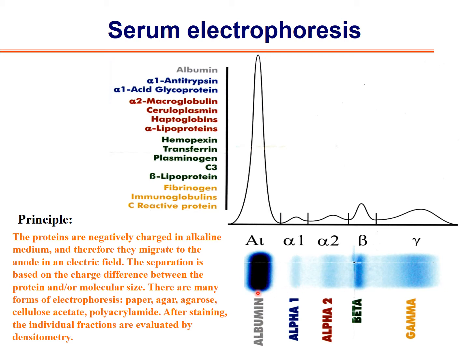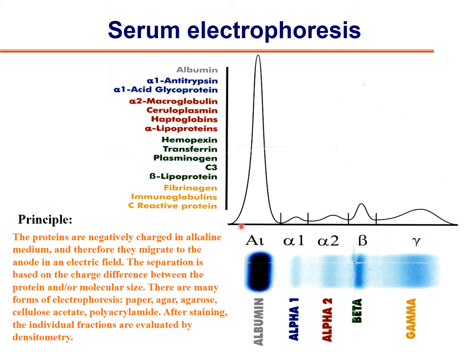There are many forms of electrophoresis: paper, agarose, cellulose acetate, polyacrylamide. After staining the proteins, we have separated fractions that are evaluated by a densitometer. Now these fractions that we can separate, for example, by using serum electrophoresis, there are 5 major fractions. We have the biggest one, albumin, then alpha 1, alpha 2, beta, and the gamma. This is a densitometric evaluation of the density of these proteins.